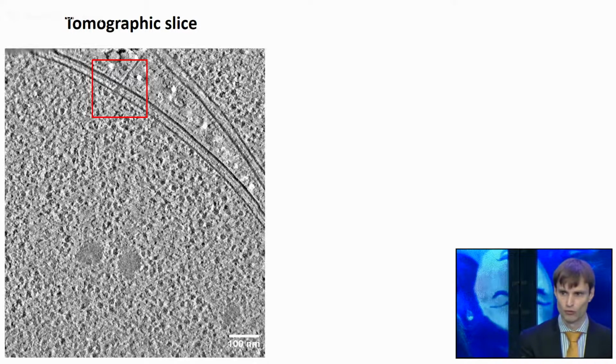Here is an example of a two-dimensional slice from such a three-dimensional volume. In the red box, you can see many different protein complexes and other macromolecules in here, among which is the type 3 secretion system in the red box over here.